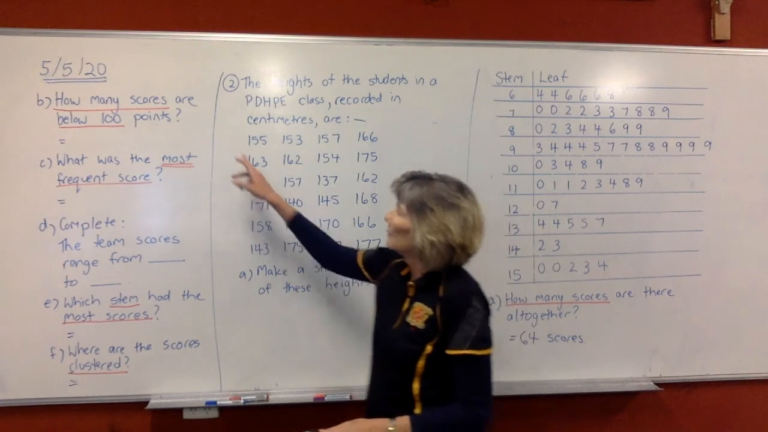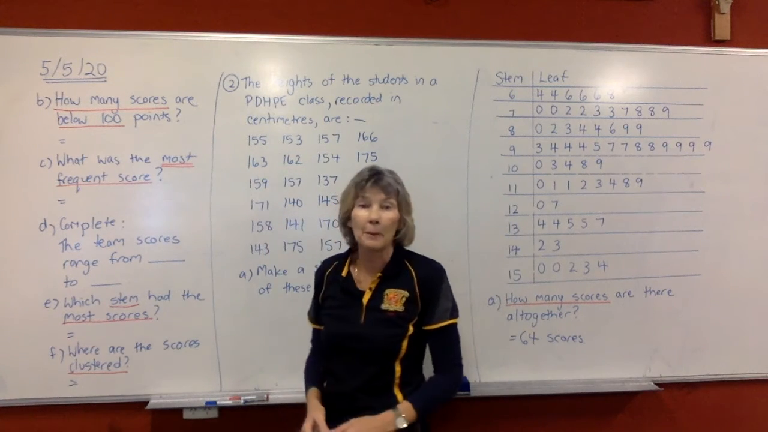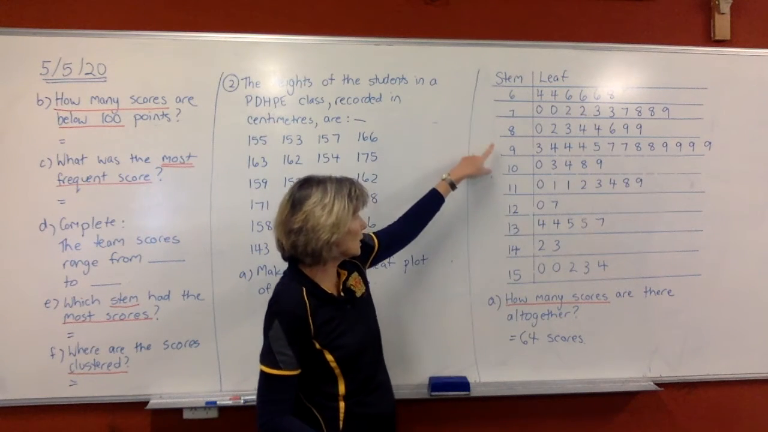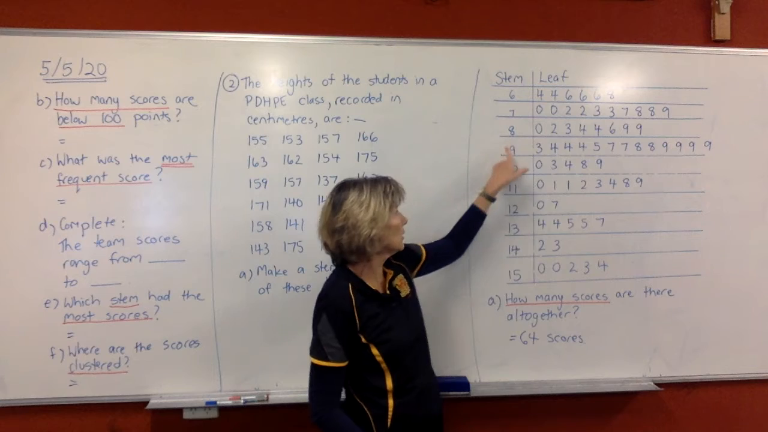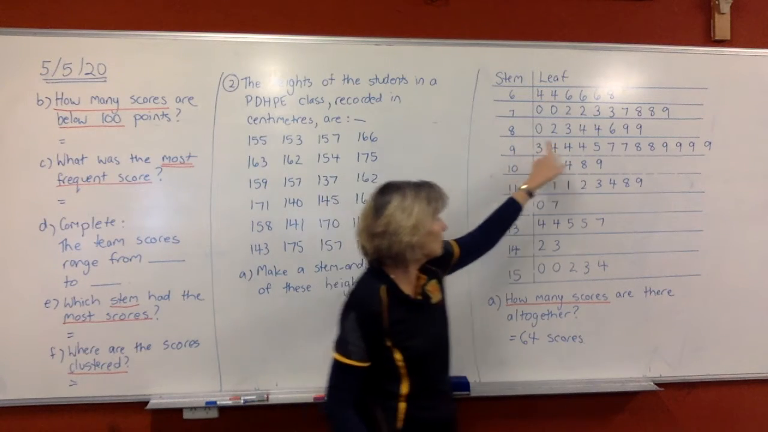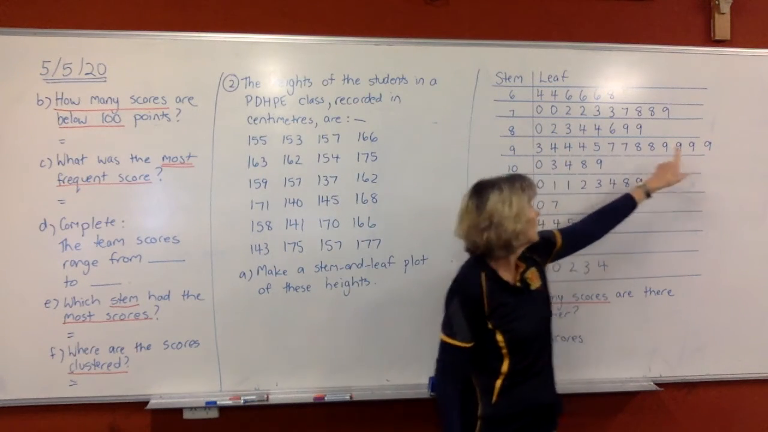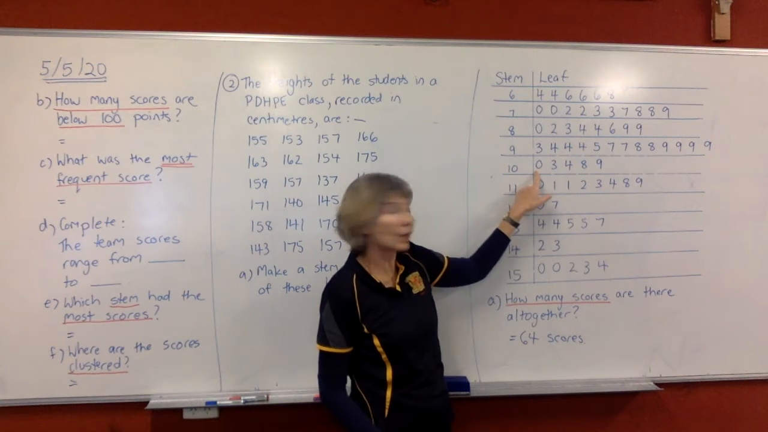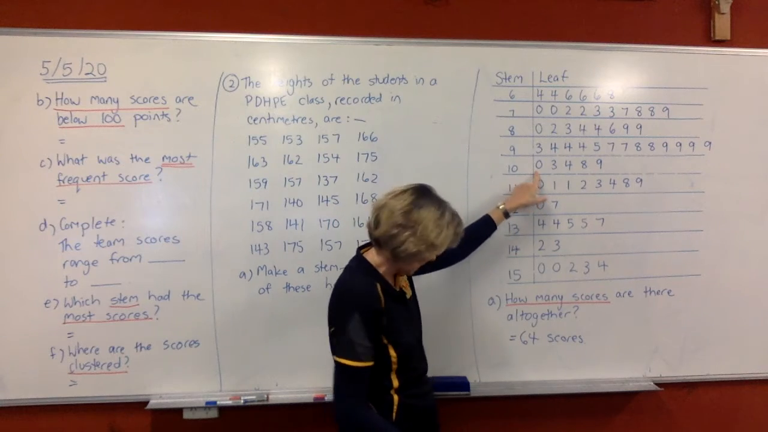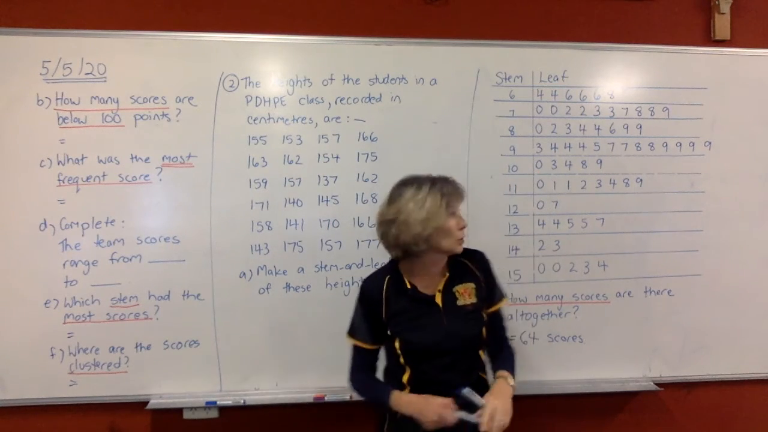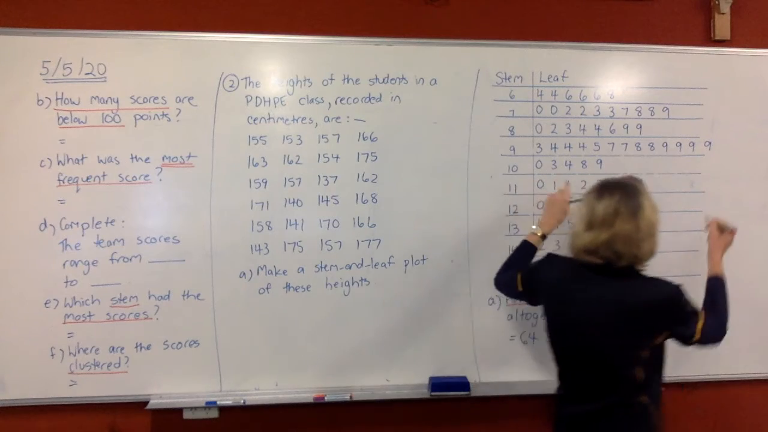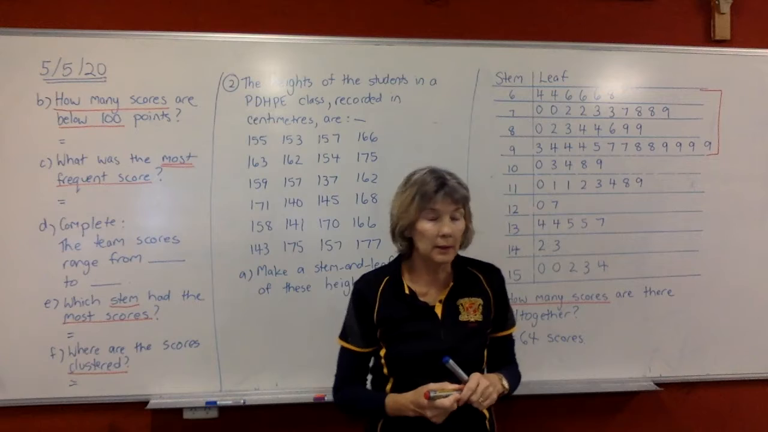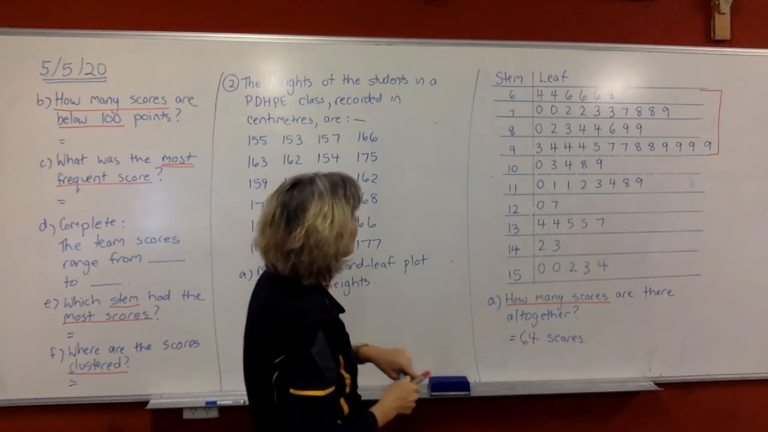Okay, now over here, we're looking at how many scores are below 100 points. So when you get to here, you're doing 93, 94, all the way up to 99. Then here we have 100. We want to know what's below 100, so we're not going to include that 100. So what we would need to do is look at all of those scores in there and count up how many of those we have.